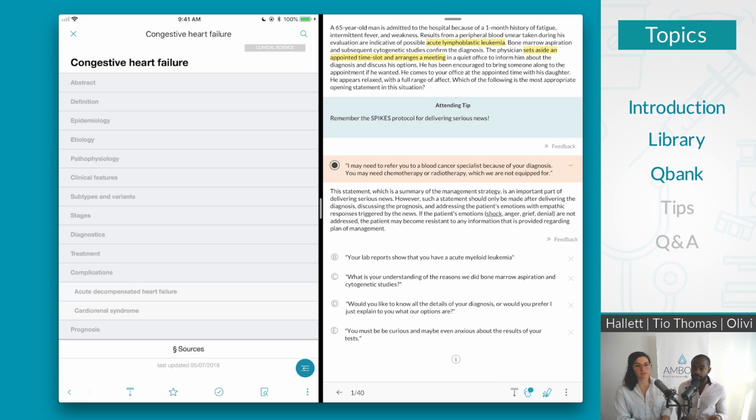So it's acute lymphoblastic leukemia, so we know there's some sort of serious cancer diagnosis. And then you're setting aside time to actually have this important meeting with the patient. So it tells you it's wrong, but doesn't tell you what the right answer is right away. It gives you all the information for you to make your next best guess.